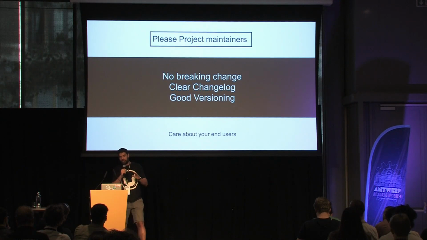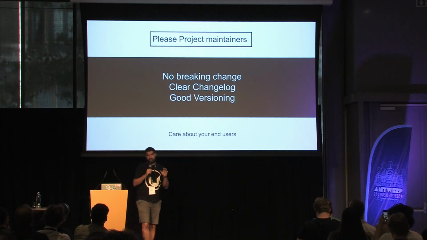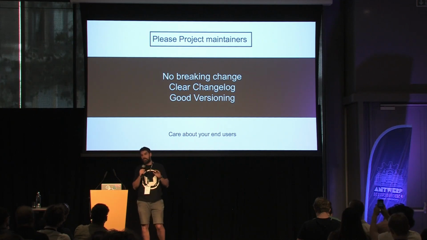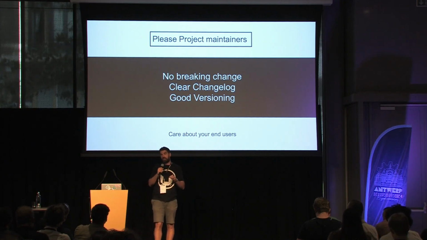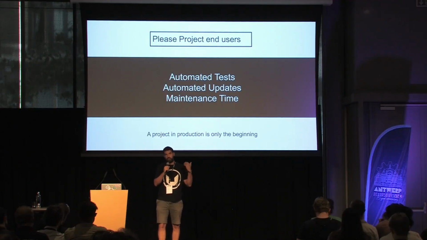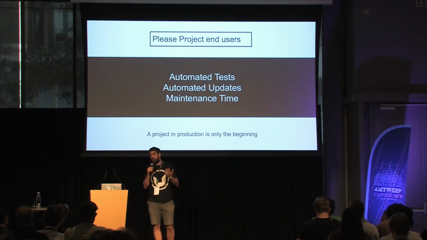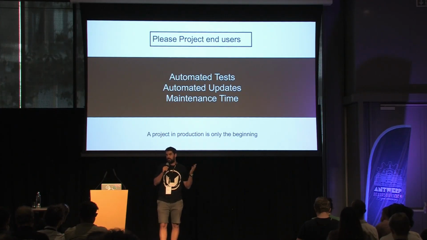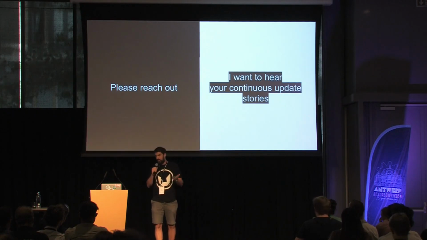So 5 minutes is short. I'm going to close on this one. Please, project maintainers out there, take care of your end users by providing stable projects, no breaking changes, a clear changelog about why we should use the latest version of your software, and also good versioning strategies, because then we know what to expect from what you're delivering. And for project users on the other side, a project doesn't stop when it reaches production. It's only the beginning. So just maintain and automate as much as you can. That's the only thing I can say.